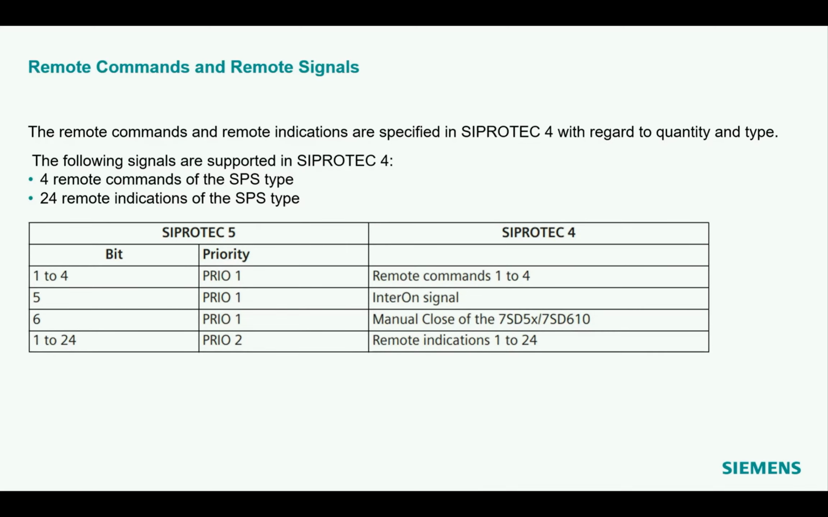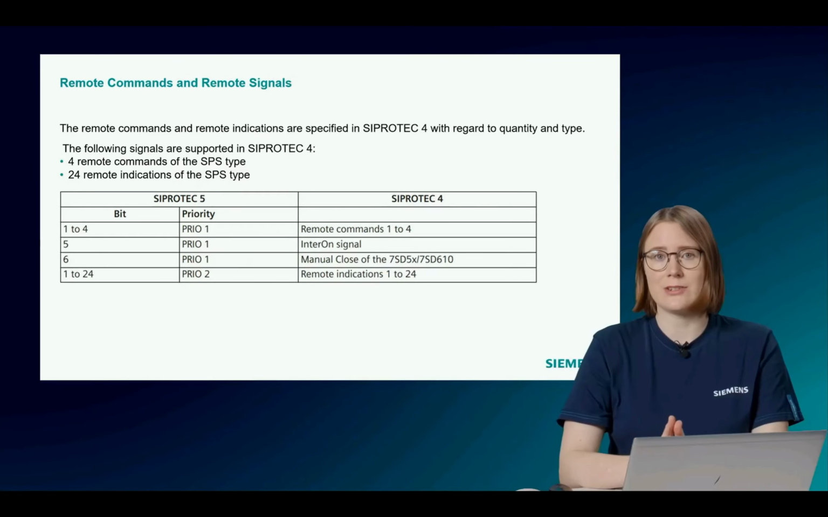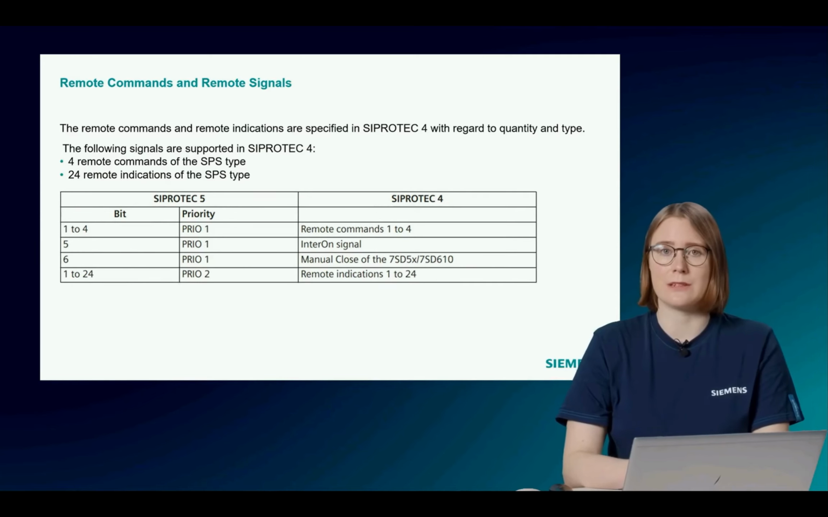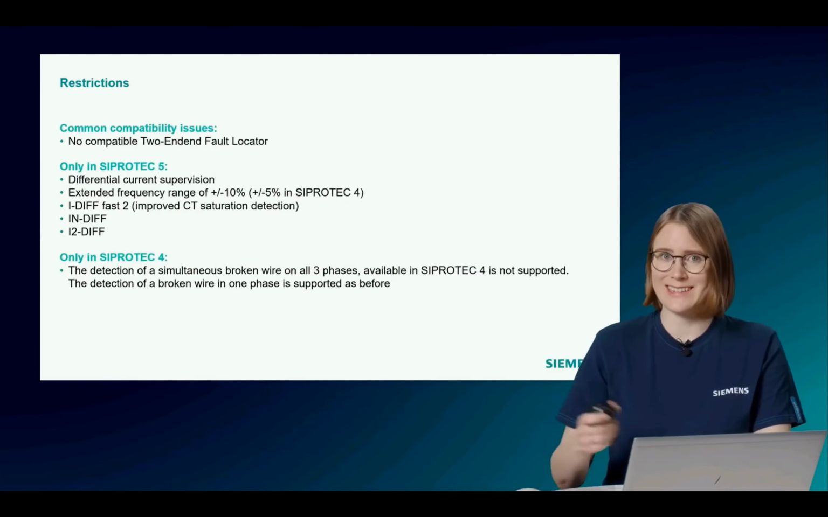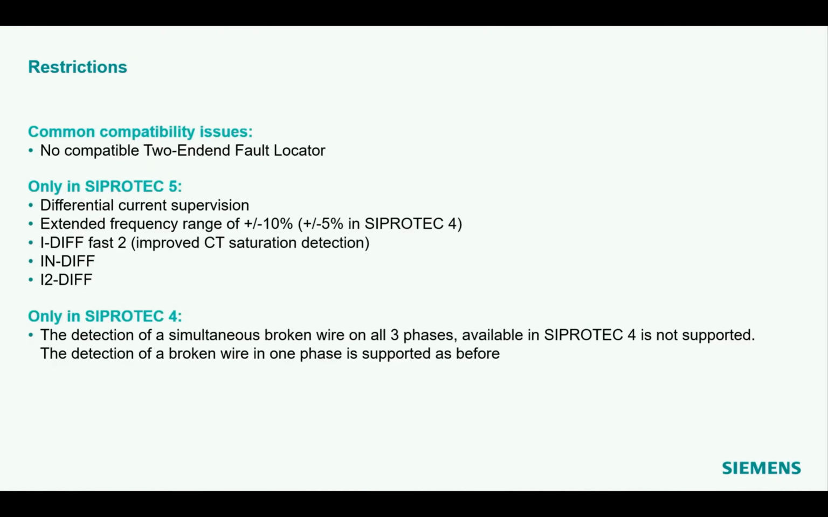There's also pre-assigned information such as the inter-on signal or the manual close signal in SIPROTEC 4 that can be used for the information exchange under the specific bit position. In principle, SIPROTEC 5 offers significantly more flexibility here. But when the devices are working together, it is important to pay attention to the functional scope of the SIPROTEC 4 device.